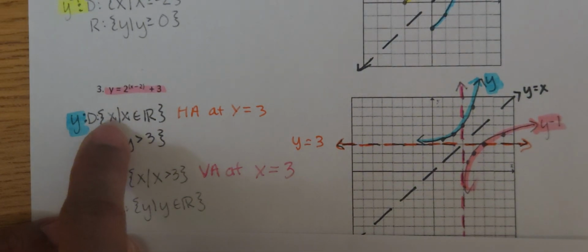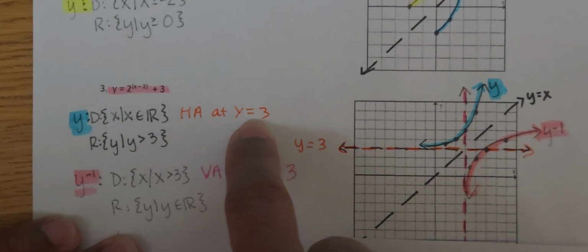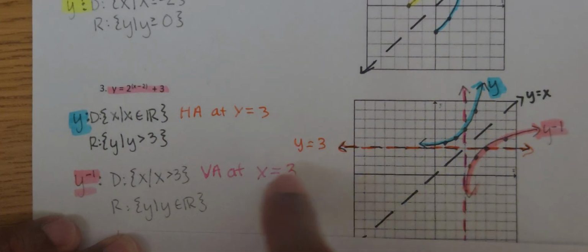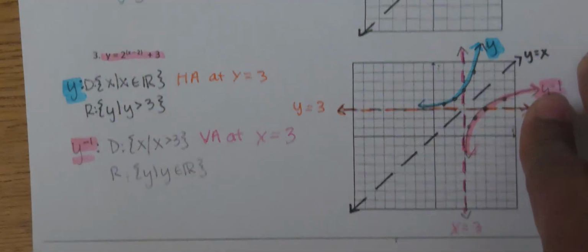And again, notice domain and range here switched, and also the horizontal asymptote is at y equals 3, which is this line, and the vertical asymptote is at x equals 3, which is this line here. So that's all for that one.